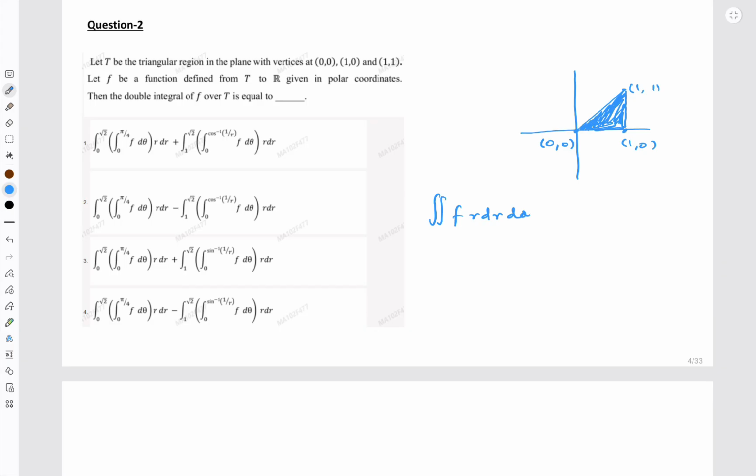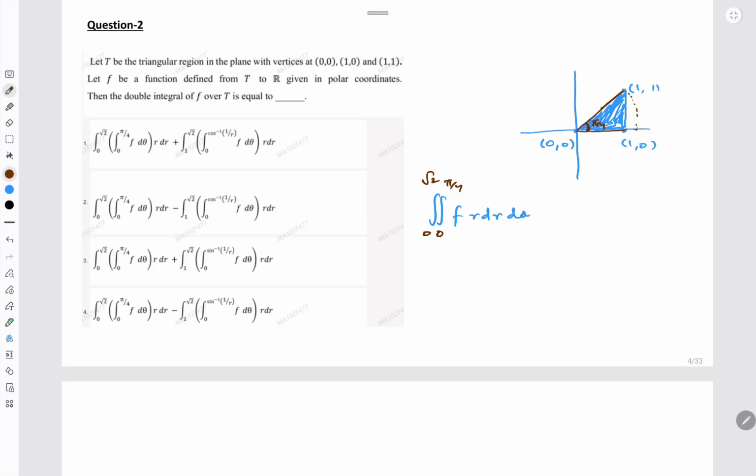And first of all, we can vary the r, right? r will range from 0 to root 2, if you can see, this distance is root 2, and the angle here is pi by 4, so 0 to pi by 4. So this basically is not talking about the triangular region, because we are taking radius from 0 to root 2, so it is a circular region. So we are talking about this region.